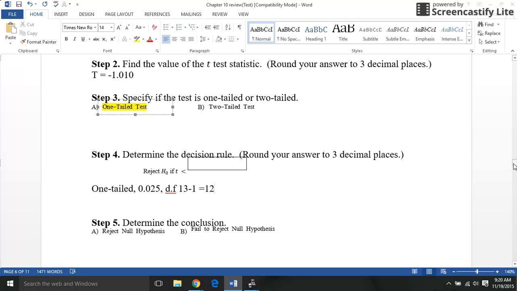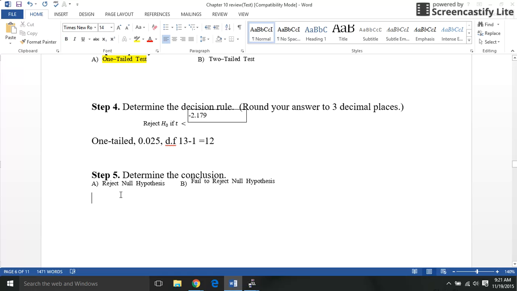Okay, so I go back and look in my book. I go area one-tailed, 0.025, and I go down to 12, and I get 2.179. But because this is a left-tailed test, I have to make it a negative. If you get confused, look at the chart in the book. It shows you left-tailed, right-tailed, and two-tailed scenarios. So that's how I get my t-test. Okay, so let's go down and let's do the conclusion.